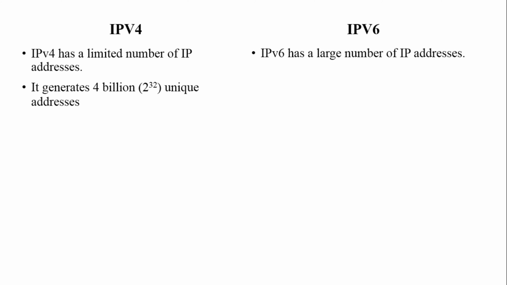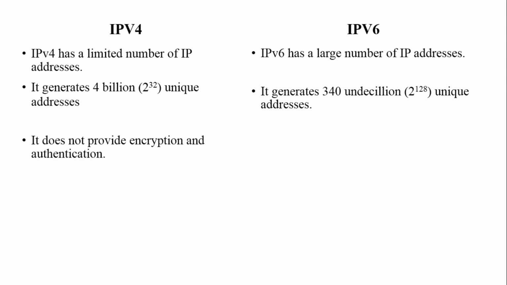The next difference is that IPv4 generates 4 billion, that is 2 raised to 32 unique addresses, and IPv6 generates 340 undecillion, that is 2 raised to 128 unique addresses. So it has a large number of IP addresses.